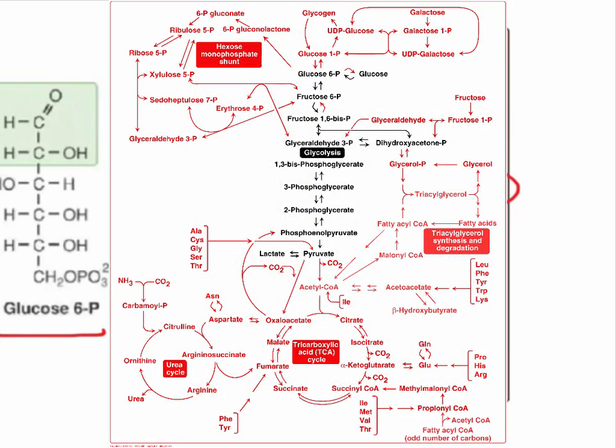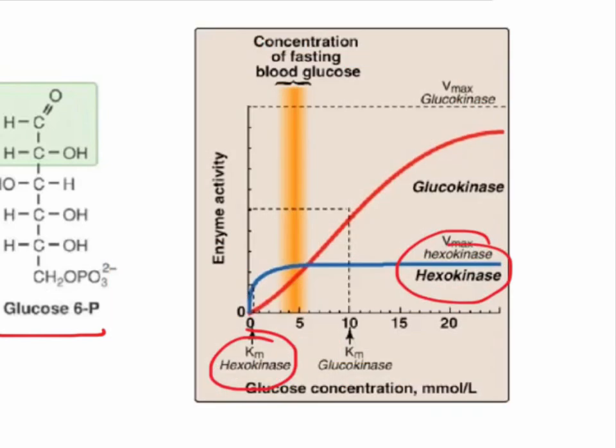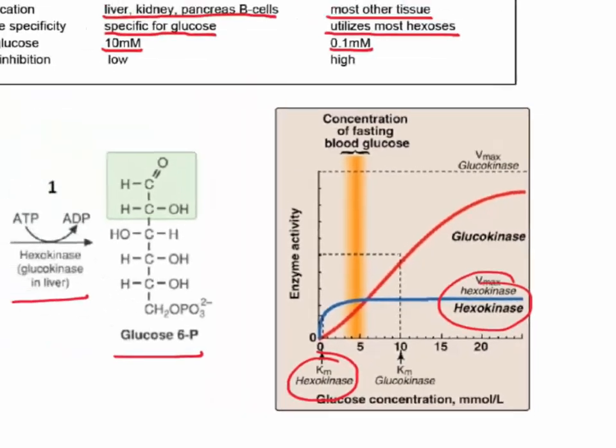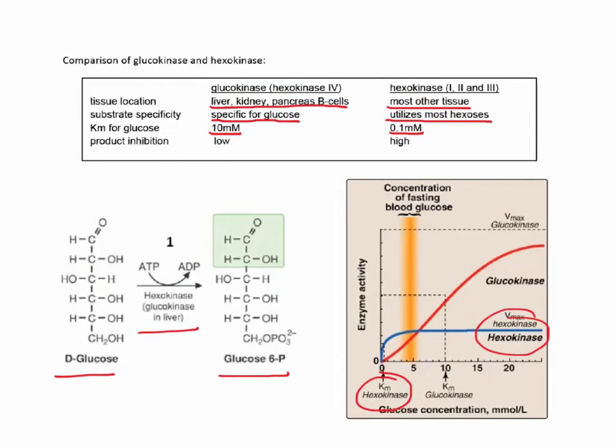Hexokinase, on the other hand, has a low Km. That means that it's operating almost always at a maximum velocity. And that's important because we need to move glucose into the brain even when the level of glucose in the blood is low. Hexokinase is inhibited by the product of the reaction, glucose 6-phosphate.